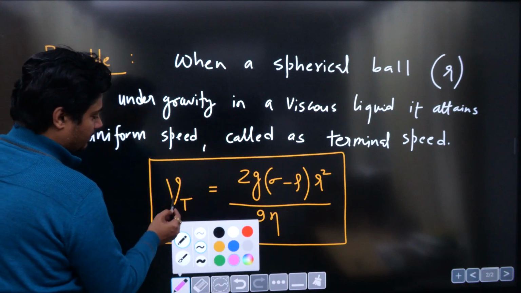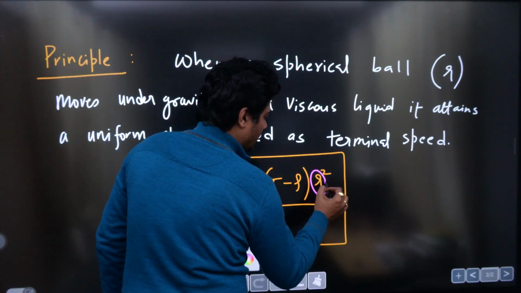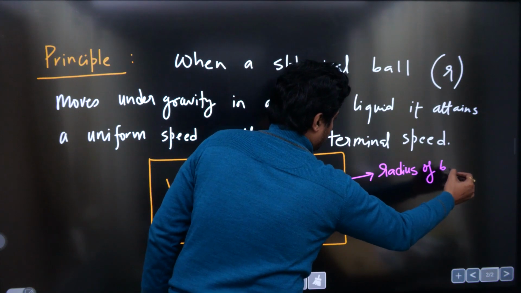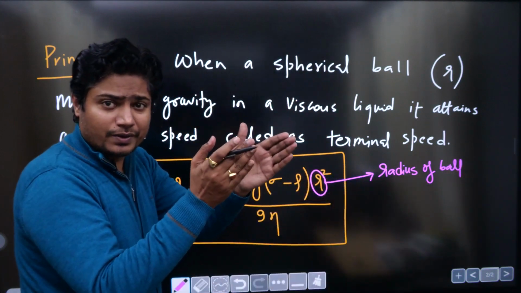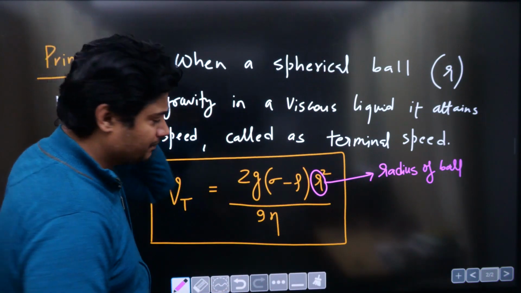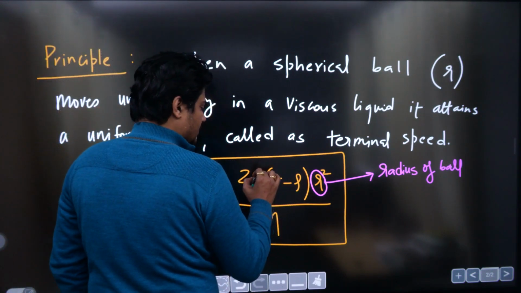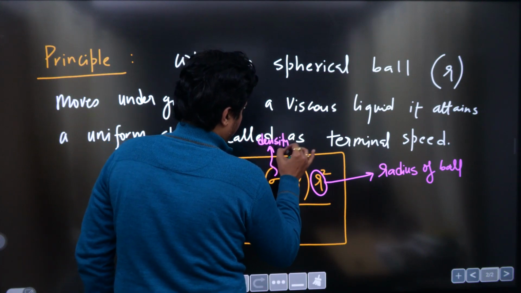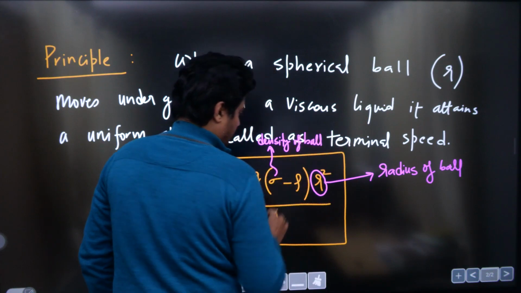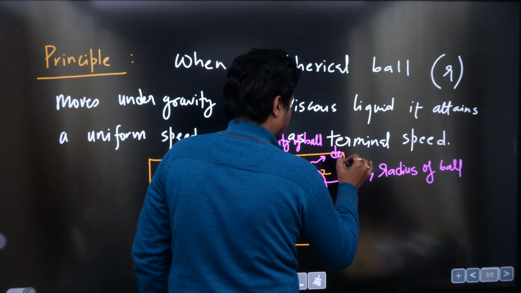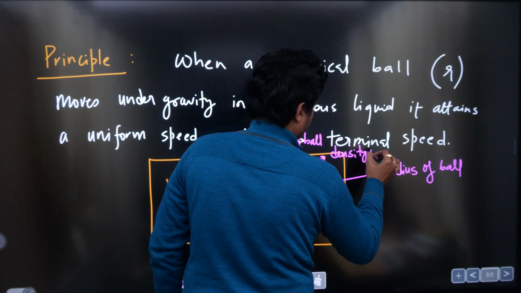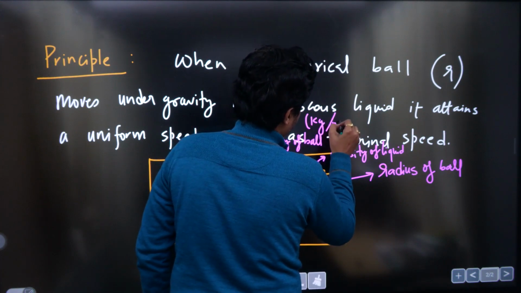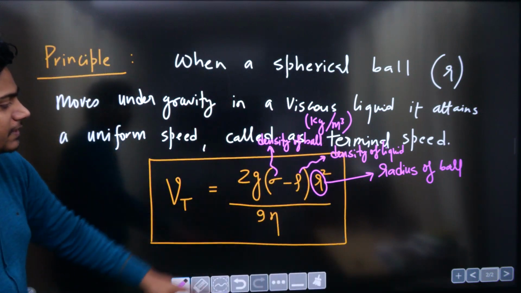Of course, this is the terminal speed. This is the radius of the spherical ball, which has to be measured using some instrument, most probably a screw gauge. This is the acceleration due to gravity. This is the density of the ball, sigma, and this is the density of the liquid, rho, which has to be given. These two should be in kg per meter cube. And this neta is the viscosity.